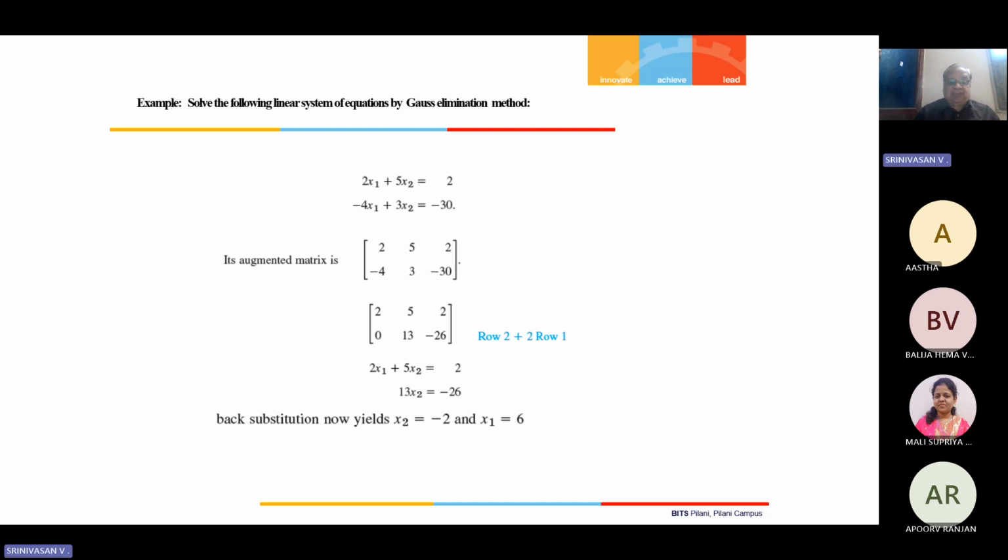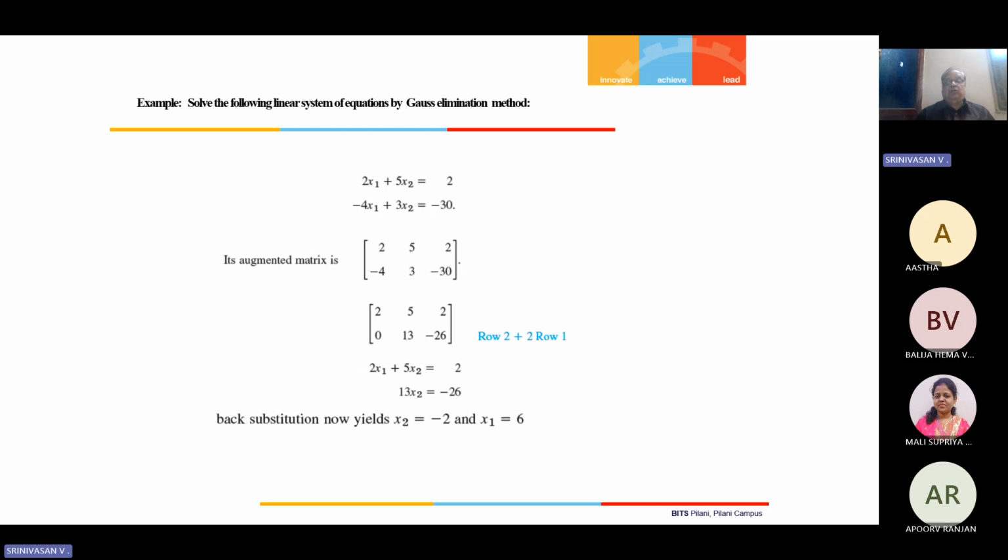Right. Next you write this equation, and next you have this equation. After this, you go to the equation 2x1 plus 5x2 equal to 2, in which you substitute x2 equal to minus 2. So 2x1 plus, that is minus 10, 5 into minus 2.